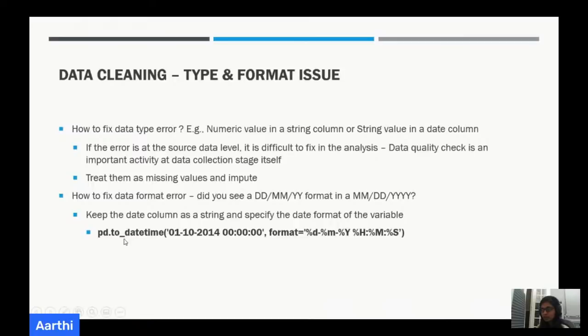For example, this function, to_datetime, will convert a string to a date field. It takes an input, which is this, and you also give what format your data is in. So you're saying it is DMY and then HMS. If it is just DMY, then you will remove all this HMS. So you can specify in what format your data can be read by pandas.